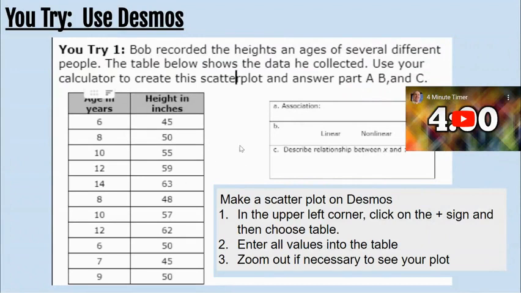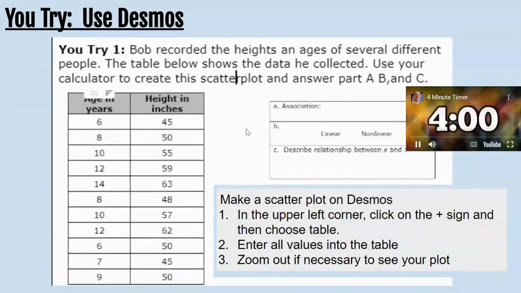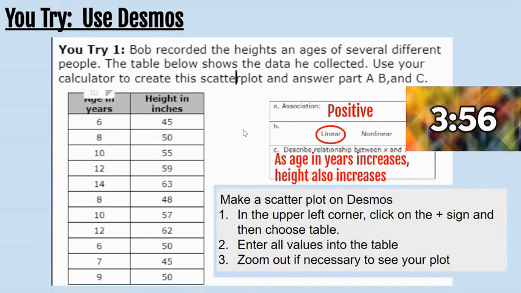So now that I've done that, I can go and answer these questions. So we know it's positive, we know it's linear, and we know as the age in years increases, the height also increases as well. So as you get older, you get taller, depending on if you're a girl or boy. Girls stop growing around 14 and boys keep growing until they're 22. I know it's unfair, but that's just what it is.